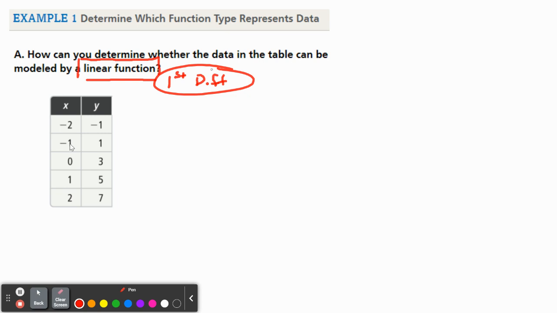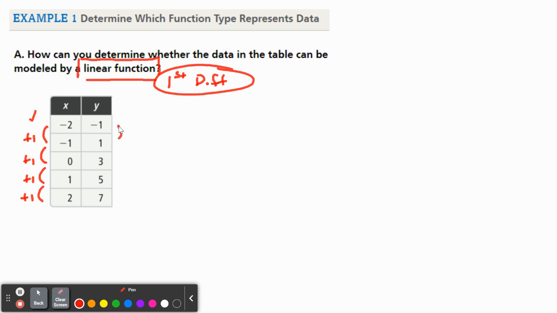Now the first thing you should do is check the x's. So we check the x's first. You look from -2 to -1, we are growing by 1. From -1 to 0, we are growing by 1. From 0 to 1, we are growing by 1. From 1 to 2, we are growing by 1. That is a constant change in the x. That must be the first thing you check. Once that condition is met, now we look at the differences in your y's.